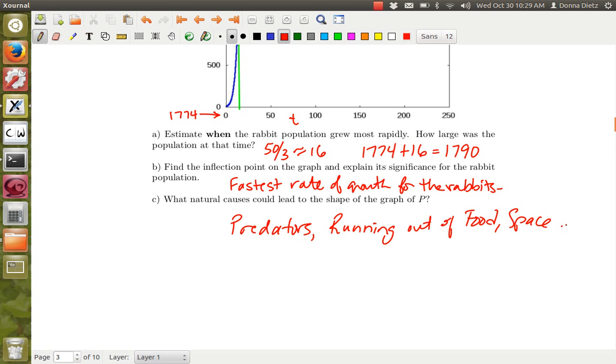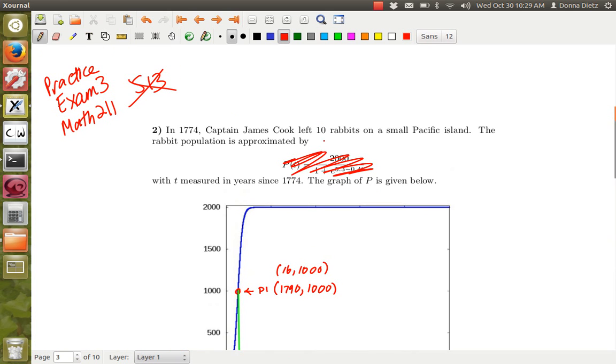Running out of space is kind of like running out of food, but depending on what they do and how territorial they are, they may just reproduce less if there's less space. Okay, so any of those answers are fine. But you see, we had no business worrying about this function. If you wanted to worry about this function, let's say you got distracted.